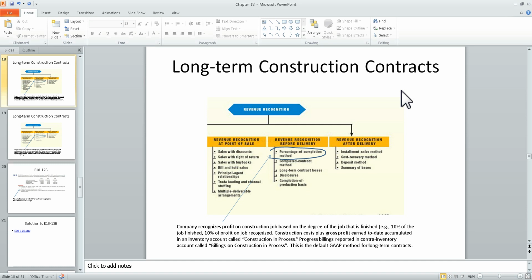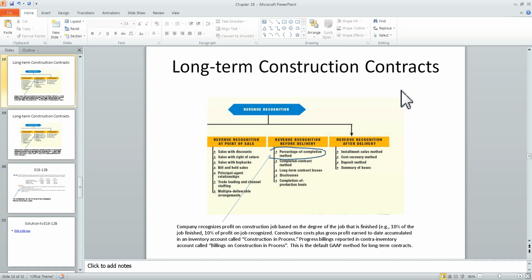on the job. The construction cost that you incur during the year, plus any gross profit that you have earned on the job and reported on the income statement, are accumulated in an inventory account called construction in process. Now, typically on a construction contract, you're going to be allowed to make progress billings to the customer as you do work on the job, and those progress billings are going to be accumulated in a contra inventory account called billings on construction in process.